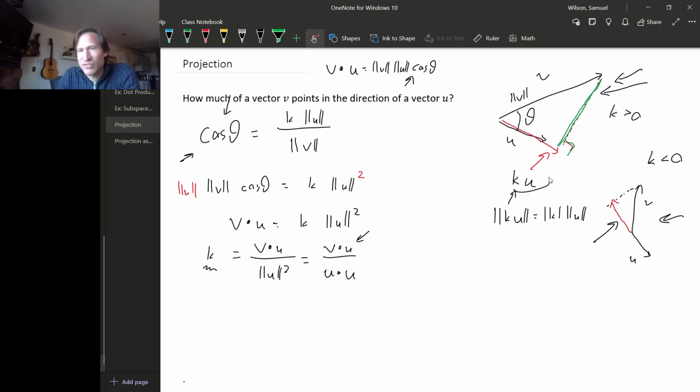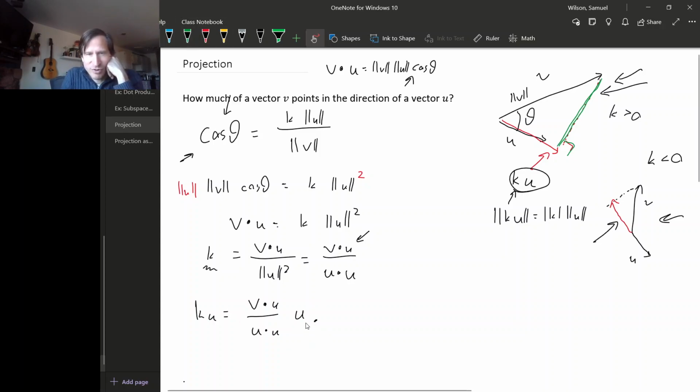And that means that this vector, ku, that's the vector we were looking for all along, that's just v dot u over u dot u times u. All right. So that's a sort of nice and tidy formula to find how much of a vector points parallel to u.